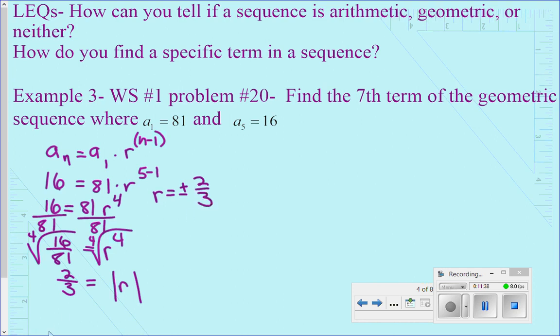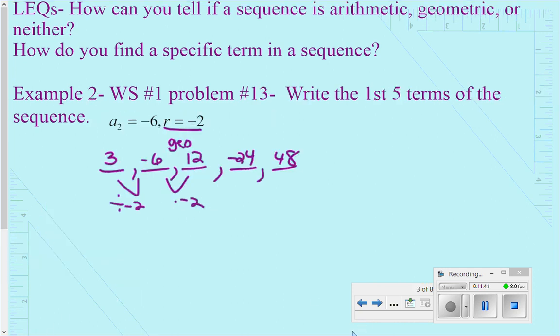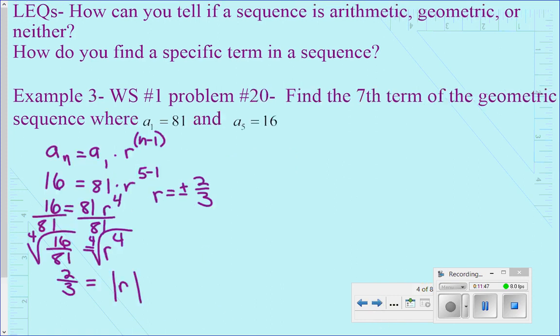So hopefully you noticed on the previous problem, let me go back a second, that when r is negative, every other term will be positive and every other term will be negative. So here, we're getting both positive and negative, which means we could potentially have two different answers when we find the seventh term, depending on which term we end up on in the sequence, whether it's going to be positive or negative. So we have to plug in r is positive 2/3 and negative 2/3 to see whether we're getting the same answer or one answer that's positive and one that's negative.